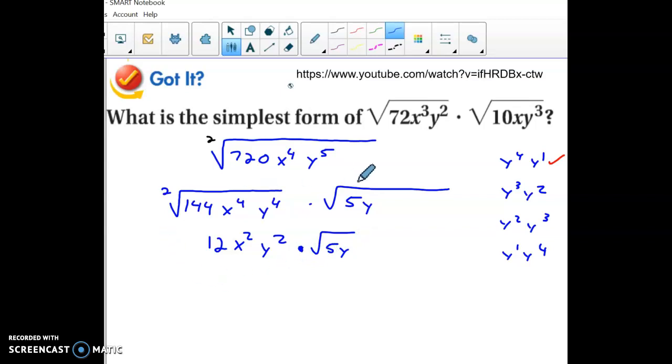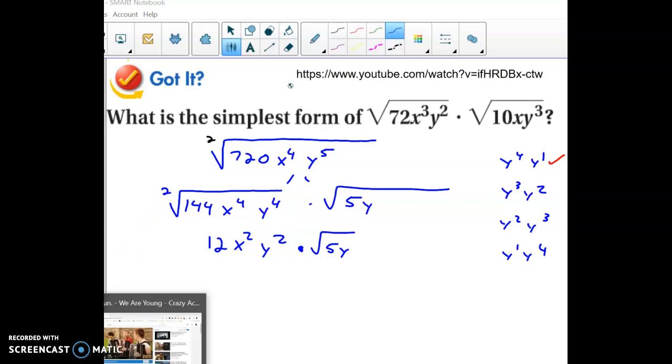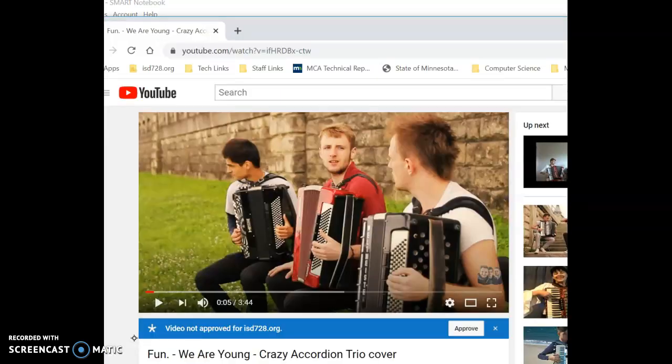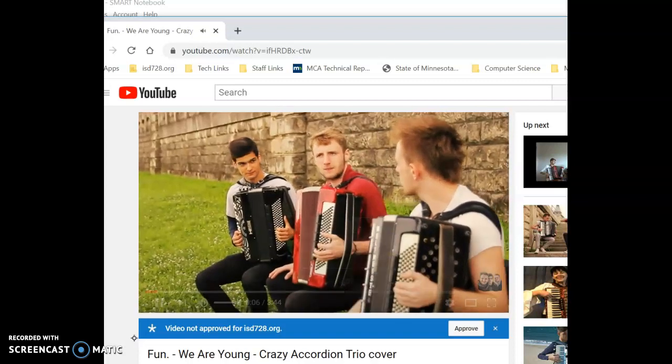Okay, so sometimes I call this the accordion method because we start with two radicals, smash them together, and then pull it back apart, break it apart into two different radicals, and simplify from there. So it's like an accordion, and I'm worried that kids don't know what an accordion is, so I looked up this kind of sweet accordion video here. If you've never seen an accordion, this is what it looks like.